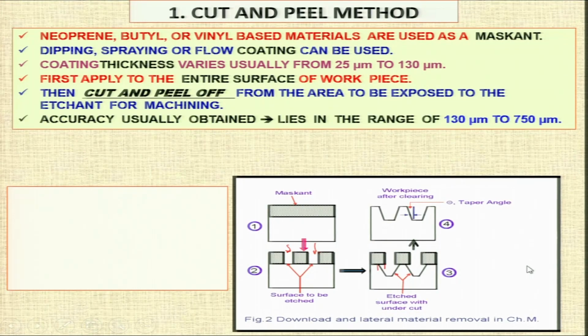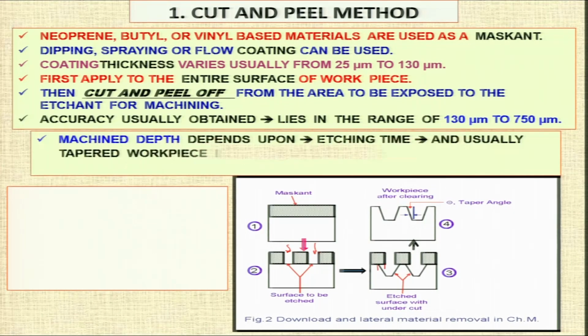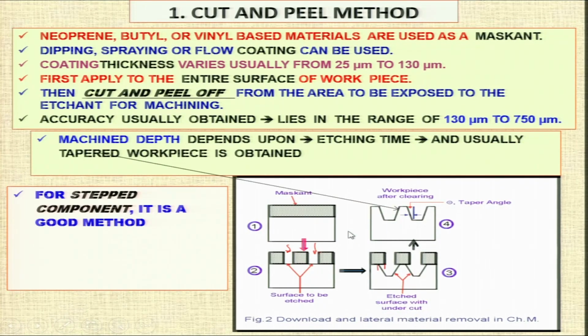Accuracy usually obtained lies in the range of 130 micron to 750 micron. Machining depth depends upon etching time. How deep it is going inside will be decided by the etching time, and usually a tapered workpiece is obtained, that I have shown to you here. For stepped components, this is a very good advantage of this particular process, that stepped components can be made by this process in a much easier way.